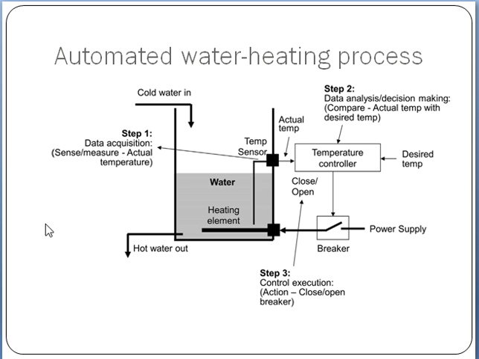So this is the automatic process in which the temperature sensor is the input instrumentation subsystem, the breaker works as the output instrumentation subsystem, and the temperature controller works as the control subsystem. The steps are given here. Step 1, data acquisition. It means sensing or measuring the actual temperature. Step 2, data analysis, decision making, comparison of the actual temperature with the desired temperature. And third step is control execution, action, close or open the breaker.